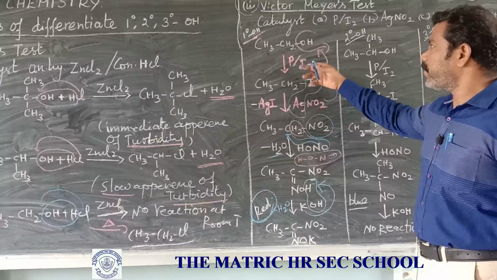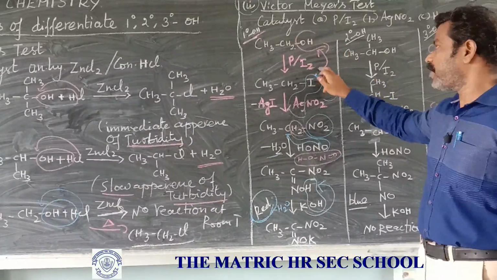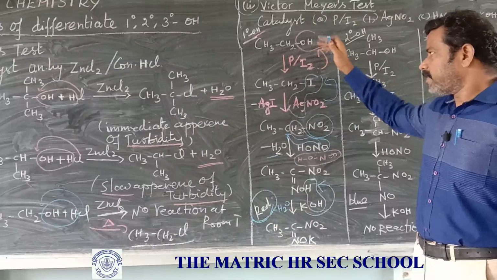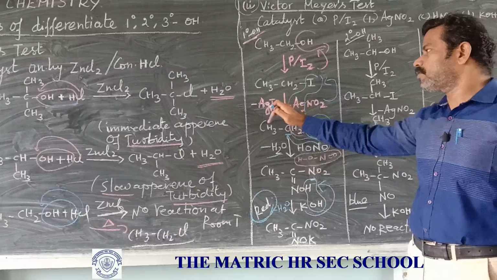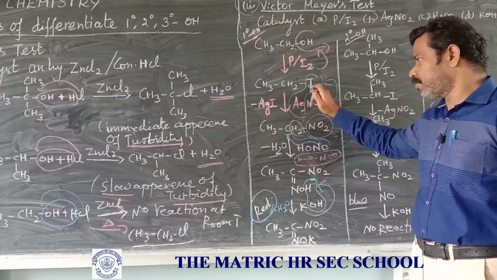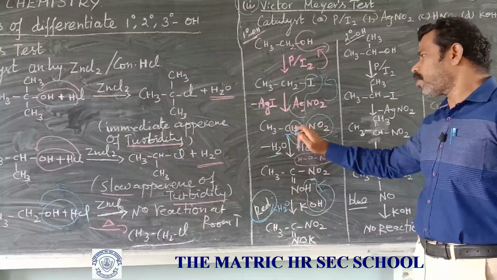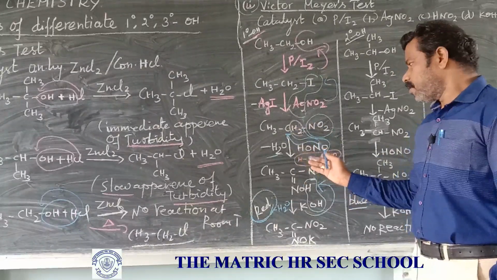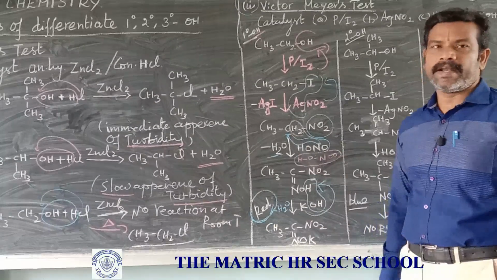So once again, repeat: you will take ethyl alcohol, first react it with phosphorus and iodine. The iodine is substituted for the alcohol group. Then you will add silver nitrate. The silver reacts with the iodine, going out as silver iodide. The nitrate is substituted. Then you will add nitrous acid. The nitrous acid only reacts with the alpha carbon hydrogens. Then you will react it with potassium hydroxide, and you will get a red color compound.